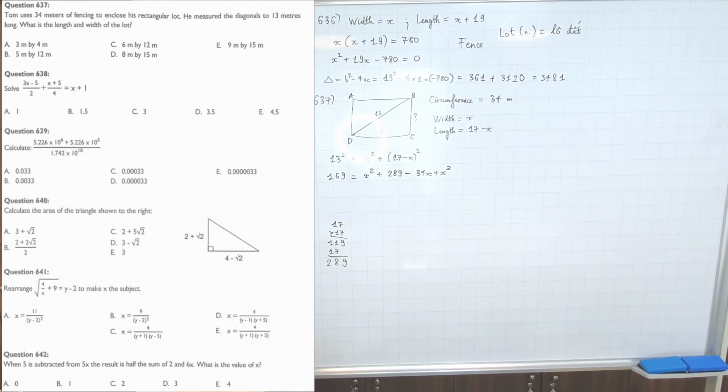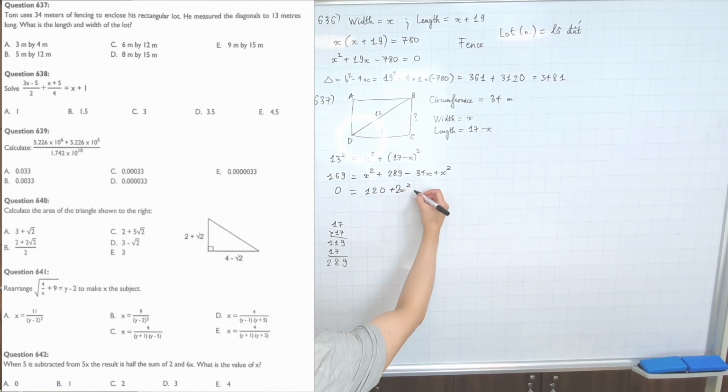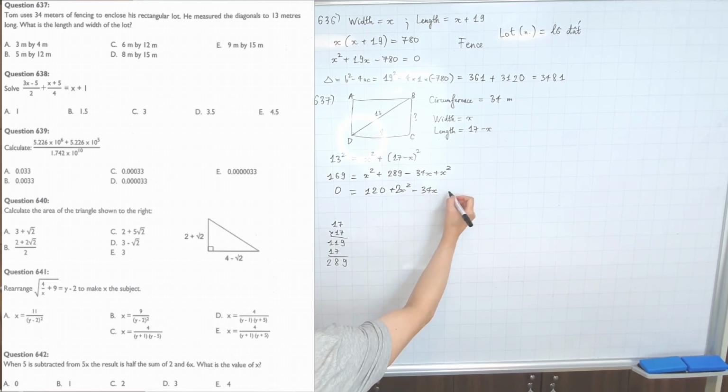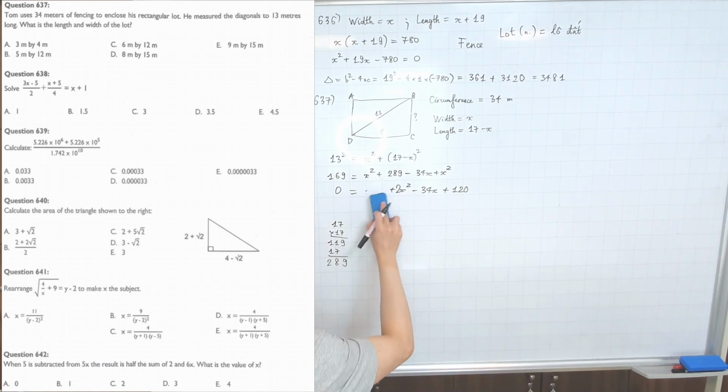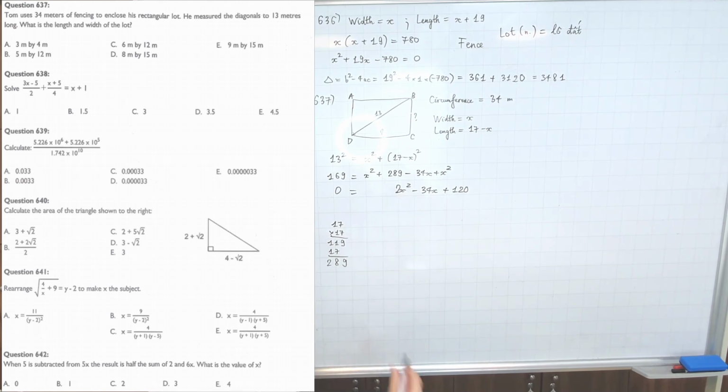Now, chuyển này qua. Move this one to the right side. 0 equals 2x squared minus 34x, and then plus 120. Okay, I should write 120 on this side, okay? Two x squared minus 34x, and then this one's here, okay?